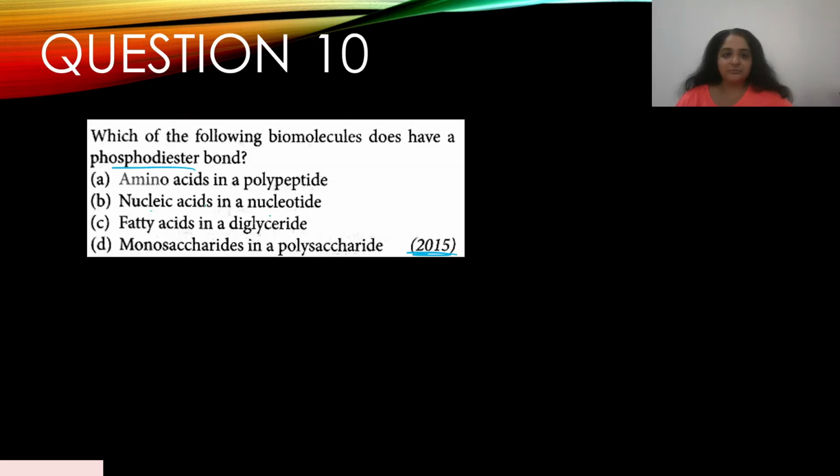I think they've framed it incorrectly. It should have been the other way around. So nucleotide and nucleic acids have phosphodiester bond, how they are connected with each other. They're repeating units of nucleotides in a nucleic acid, right? The others, A, C, and D, are incorrect. So the answer is B.